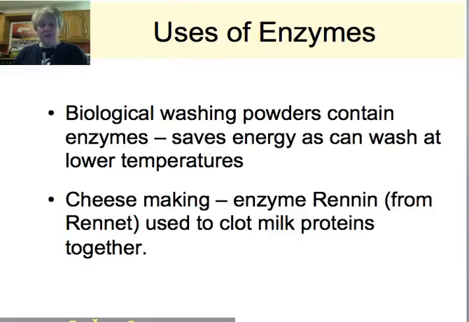Enzymes are also involved in cheese making, and there's a specific enzyme called rennin. It's found in a substance called rennet, which is added to the milk, and it helps to clot the milk proteins together and your cheese is made. So that's just a couple of examples. There's lots of other examples where we make use of enzymes in various industrial processes, but these are the two that you really need to know.